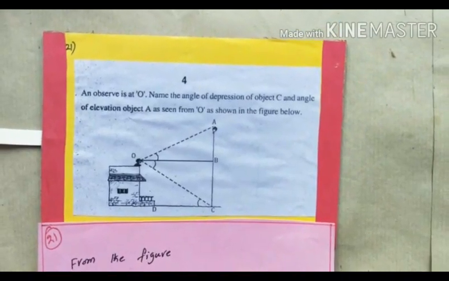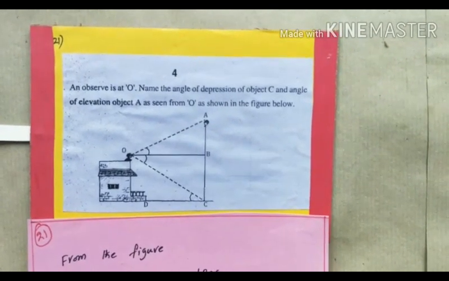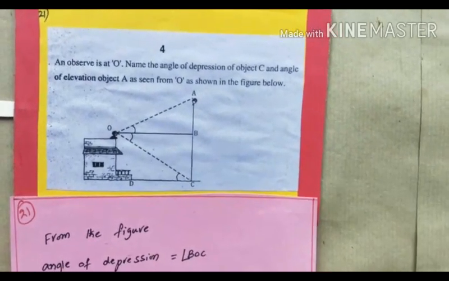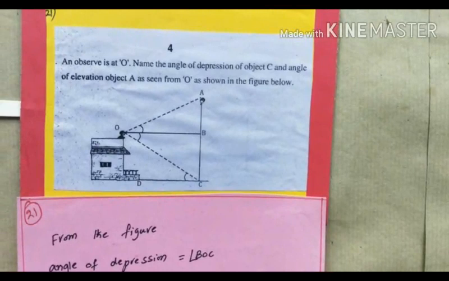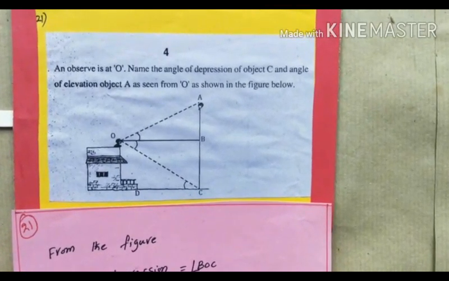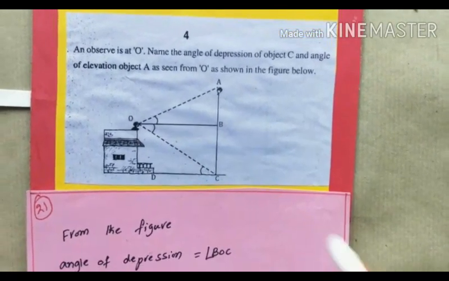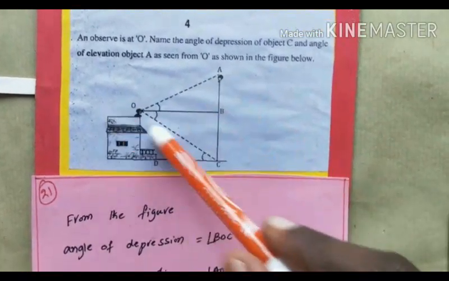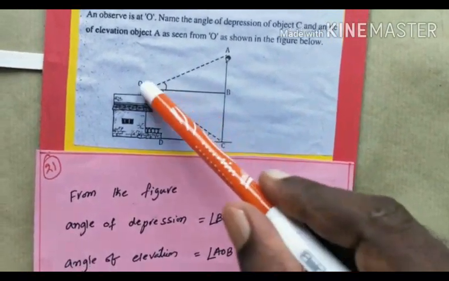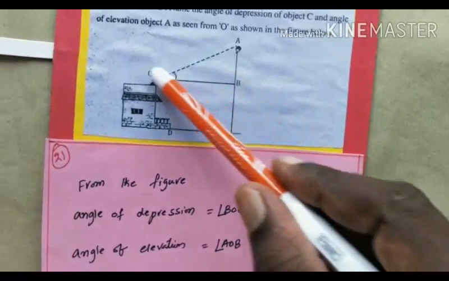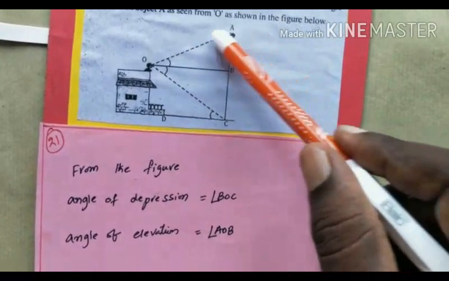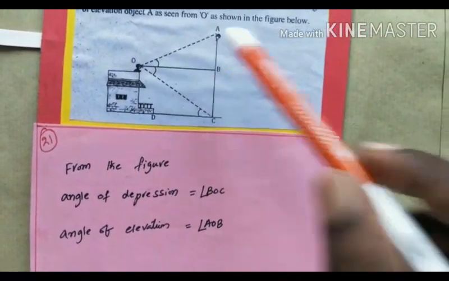21st question. An observer is at O. Name the angle of depression of object C and angle of elevation of object A as seen from O, as shown in the figure below. So here is the observer point. This is the angle of elevation, this is the angle of depression. So the angle of depression is angle BOC. The angle of elevation is angle AOB.